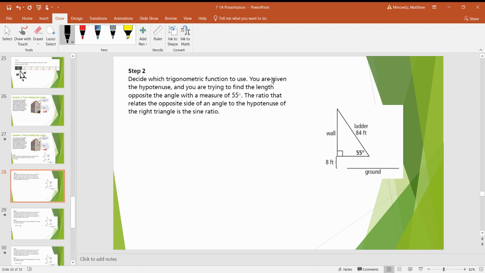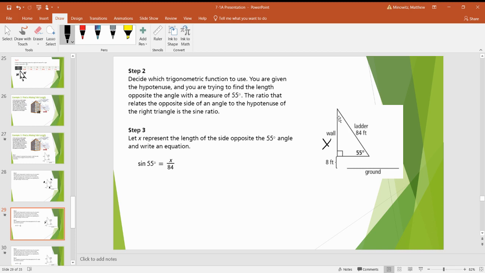Then decide which function to use. So we know the hypotenuse. We're looking for the opposite. I don't really care about the adjacent, but I'm going to label it anyway. So opposite and hypotenuse is sine. We're trying to find x here, the height that the ladder touches up on the wall. So we have sine of 55, sine of the angle, equals the opposite over the hypotenuse.